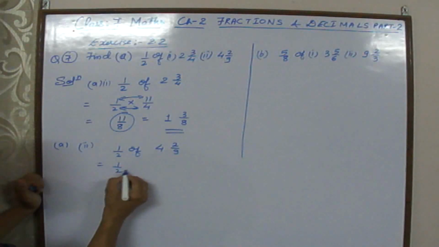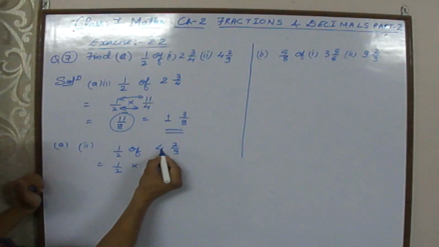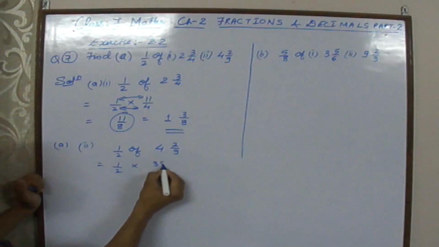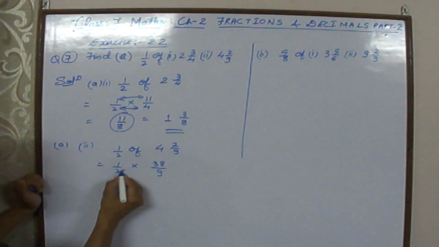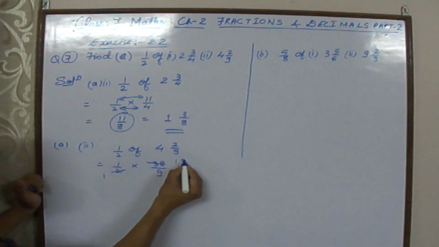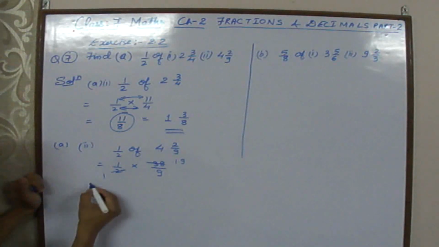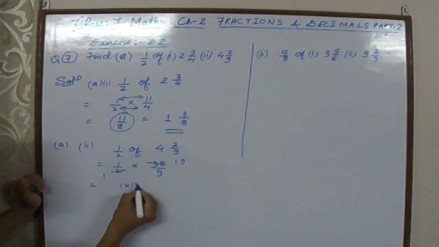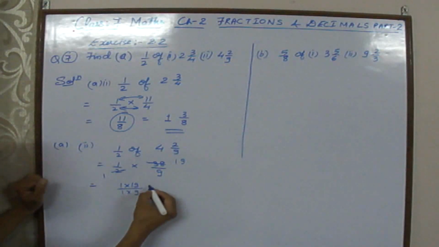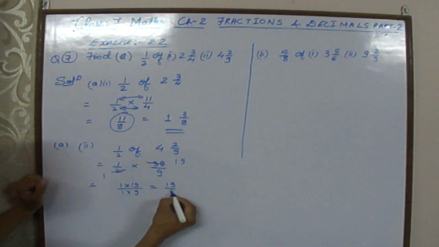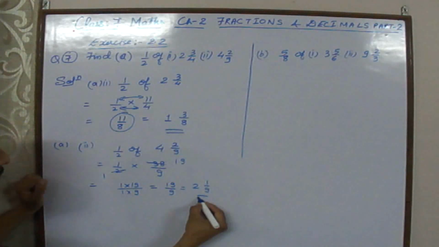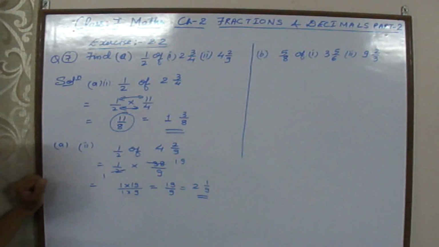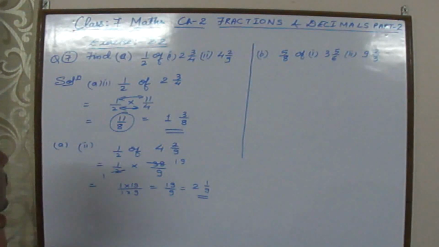Half of means multiply, 4 9s are 36 plus 2 is 38 by 9. Now it's possible to cut. 2 1s are 2, 19. Now multiply numerator with numerator and denominator with denominator. 19 by 9, 2 1 by 9. So very easily we can do.